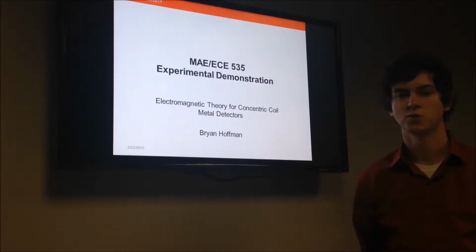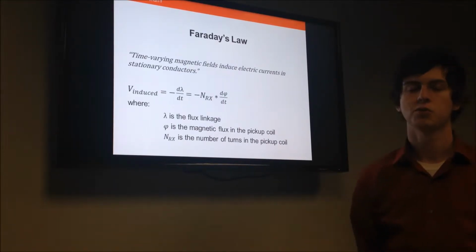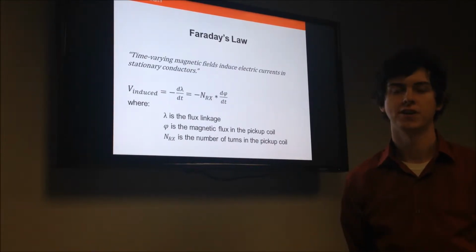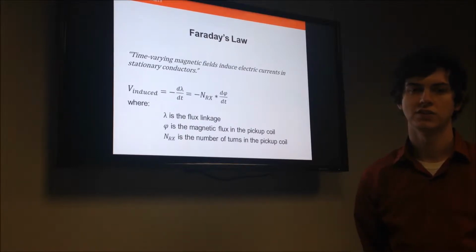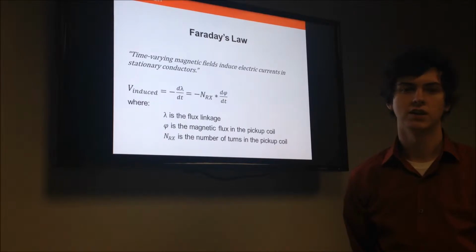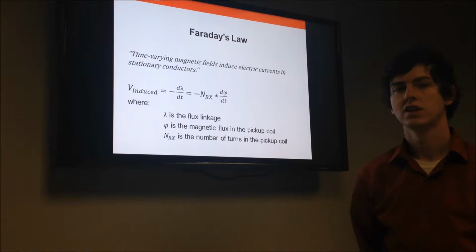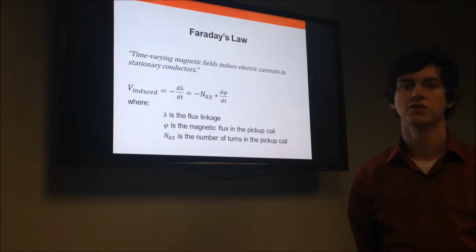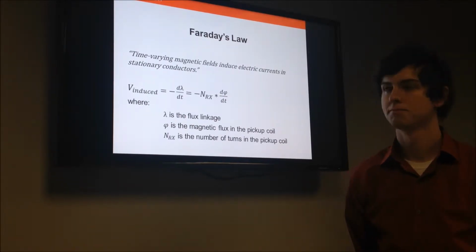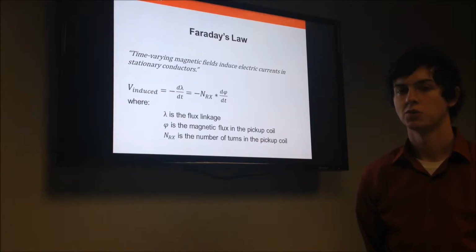The topic is electromagnetic theory for concentric coil metal detectors. The underlying principle behind this type of metal detector is Faraday's law, and this can be expressed, from our text, as time-varying magnetic fields in the form of, say, electric alternating current in a stationary coil will induce electric currents in stationary conductors, such as a metal object in the ground. Mathematically, this is V induced equal to the change in flux linkage, which can also be expressed as magnetic flux times the number of turns.